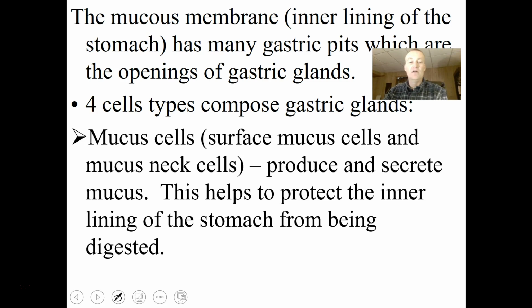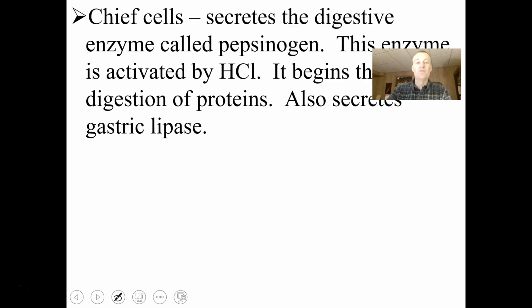We have the mucous cells. These are also called mucous neck cells, and these produce and secrete mucus. This helps to protect the inner lining of the stomach from being digested by hydrochloric acid. It also lubricates things and keeps things moving through.